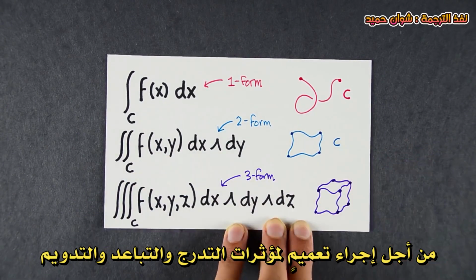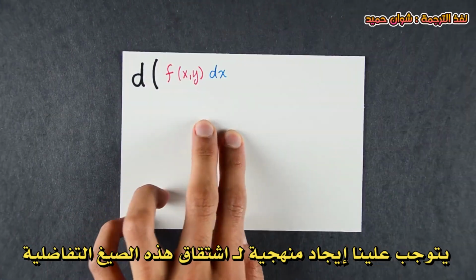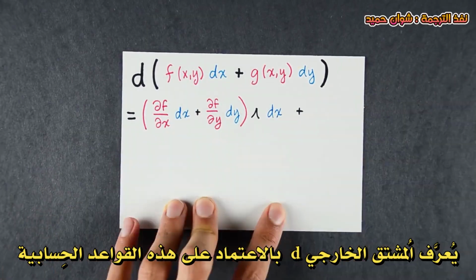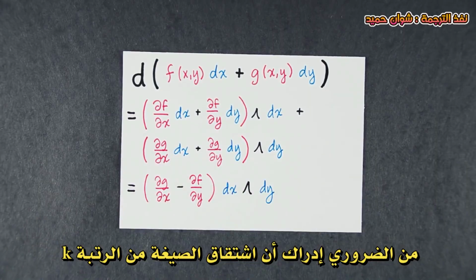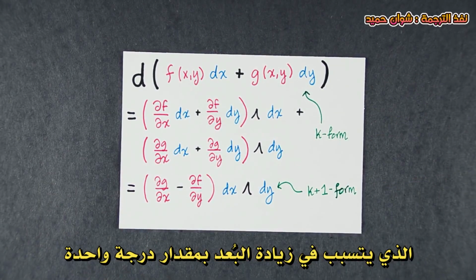To generalize gradient, divergence, and curl, we need a way to differentiate these forms. The exterior derivative d is defined in terms of these computational rules. The important thing to know is that the derivative of a k form is a k plus 1 form. Unlike the boundary, it goes up a dimension.